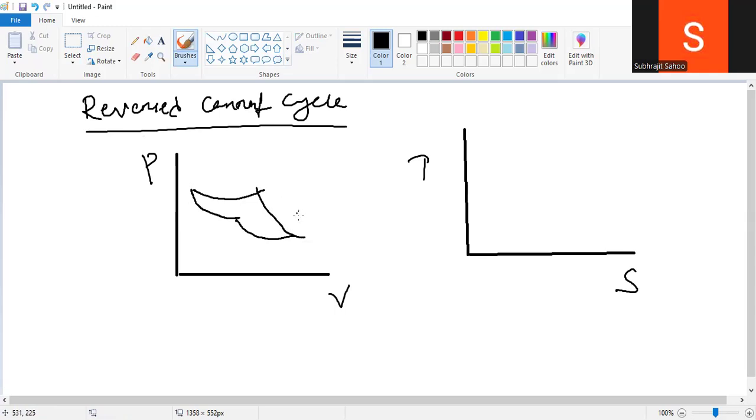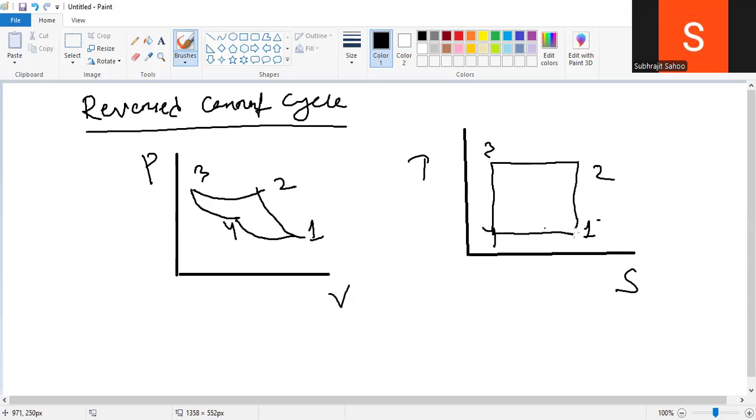Okay. Now, in the previous case, here was 1, 2, right? Now reverse it. This is 1, this is 2, this is 3, and this is 4. The same here also. Slightly curved lines is the straight line. So 1, 2, 3, 4. Right? 1, 2, 3. Reverse Carnot cycle.